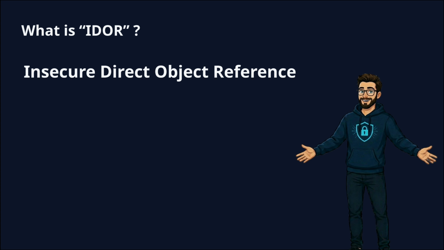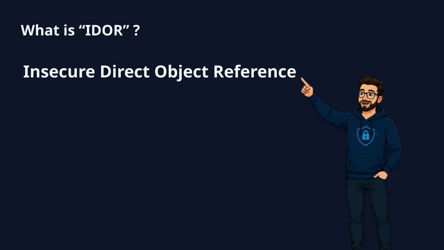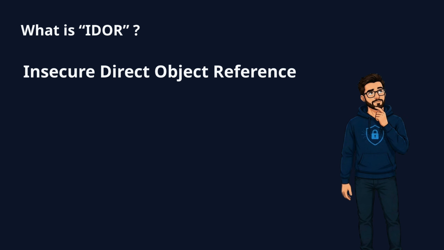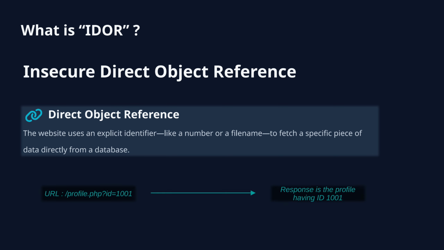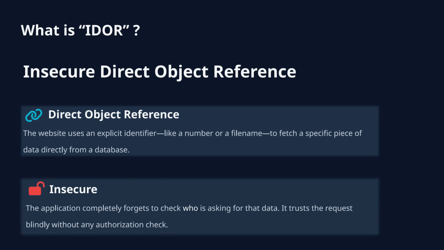Let's dive in. Before we touch any code, let's understand what IDOR actually means. It stands for Insecure Direct Object Reference. That sounds complicated, but let's break it down into plain English. A direct object reference simply means a website uses an explicit identifier, like a number or a file name, to fetch a specific piece of data from a database. For example, when you view your profile, the URL string might look like ID equals 1001. The insecure part happens when the application completely forgets to check who is asking for that data.